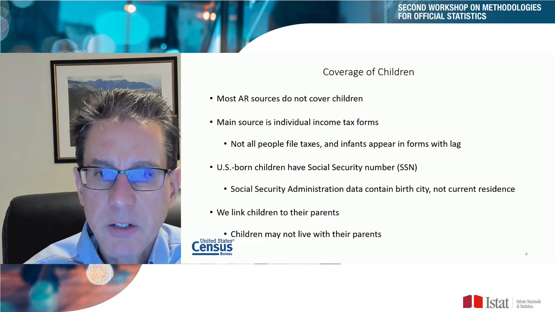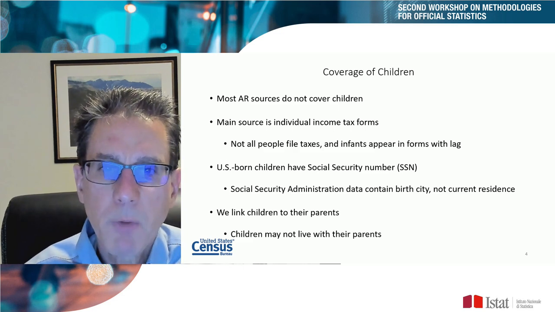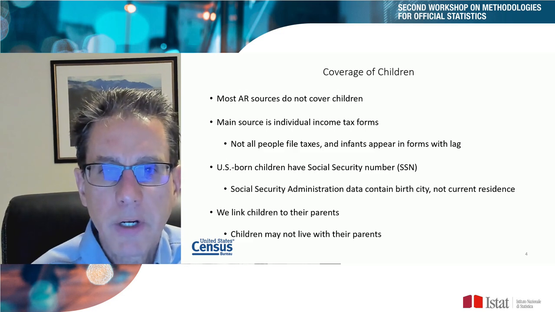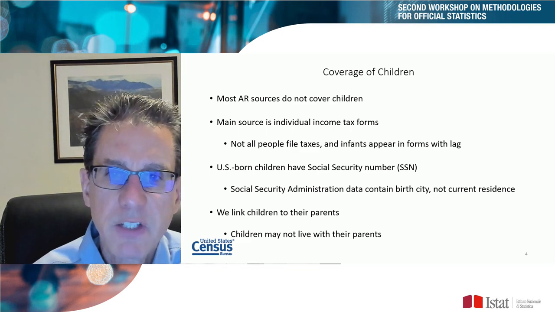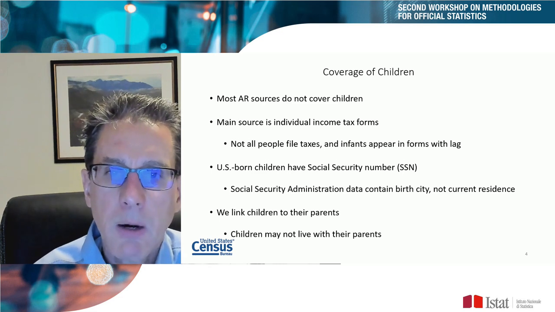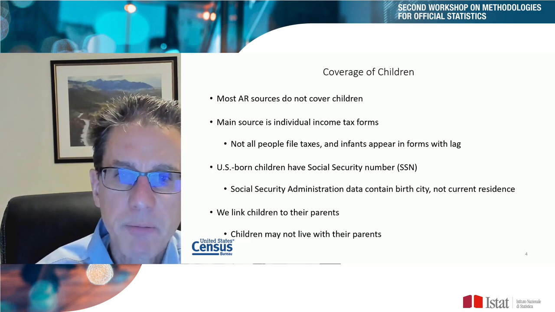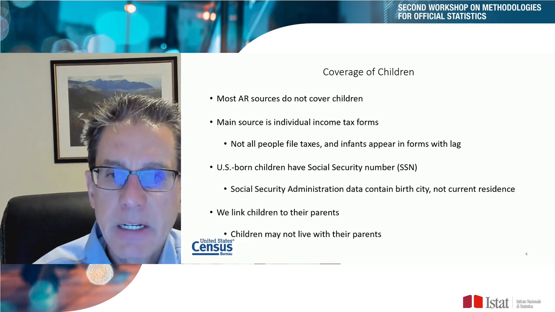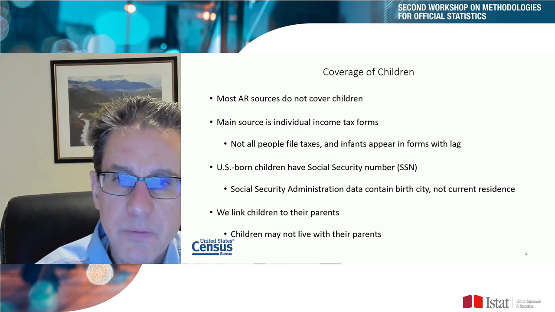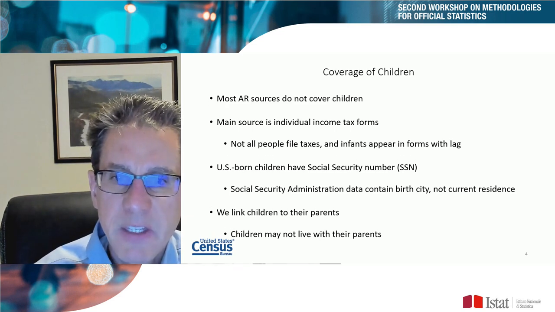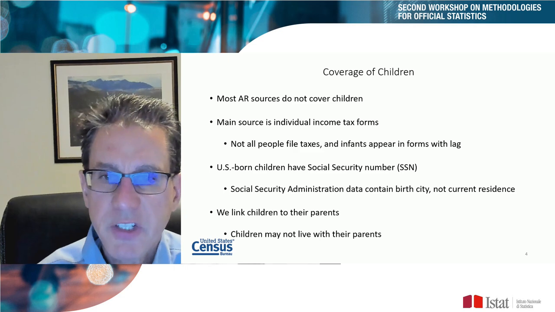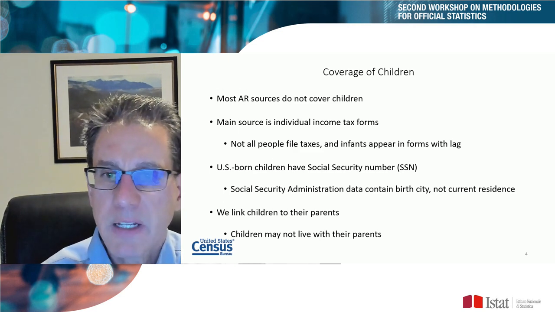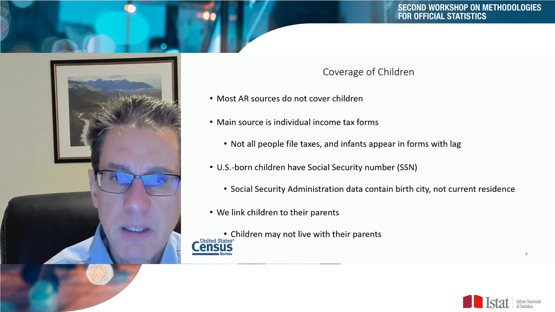So one of the biggest challenges with coverage is children, because most administrative sources don't cover children. The main source for children is individual income tax forms, where they are listed as dependents. However, as I mentioned in the last slide, not everybody files taxes. And infants, so children don't appear in the year that they're born because they won't be able to be listed as a dependent until the following year. And so there's a lag in when we see those children.